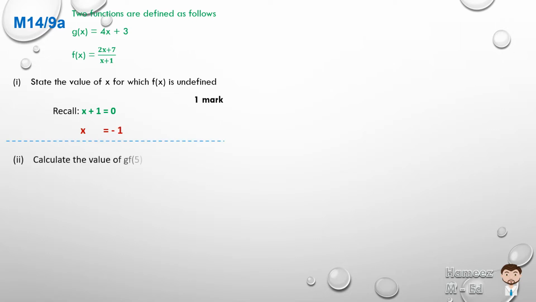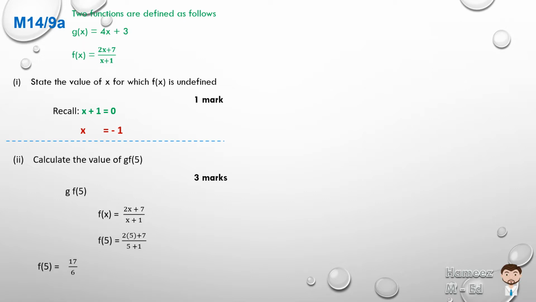Part 2. Calculate the value of g f of 5, this composite function. So, if we're looking at g f of 5, the first thing we're going to look at is f of 5. Let's rewrite the function f of x equal to 2x plus 7 over x plus 1. And if we substitute in for x, we'll be replacing it by 5. So f of 5 is equal to 2 by 5 plus 7 over 5 plus 1. Remember, we're replacing x by 5. So 2 5s are 10 and 7, 17 over 5 and 1, 6.